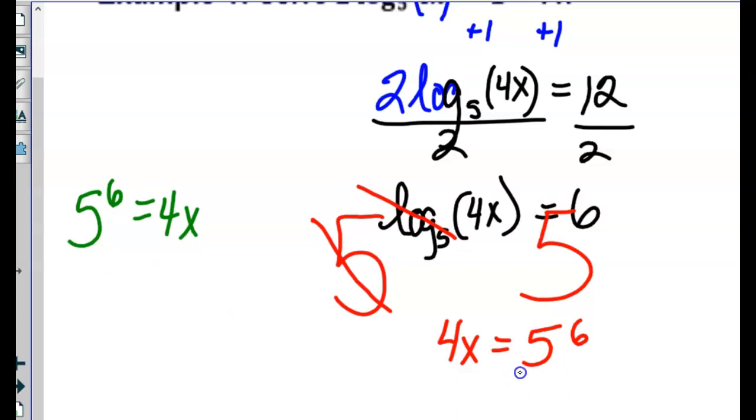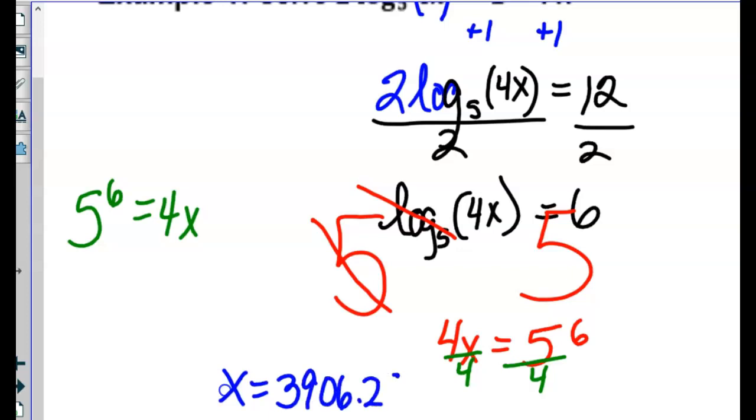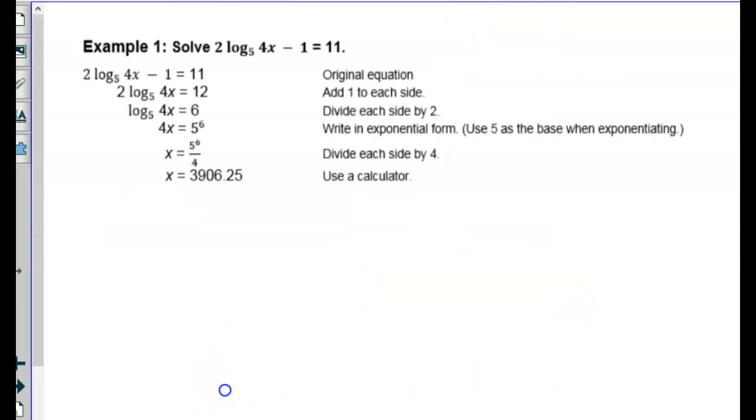All right, so somebody want to do 5 to the 6th and then divide it by 4 and tell me what we get? 3,906.25. All right, everybody good? I think that was probably done for you, yes?